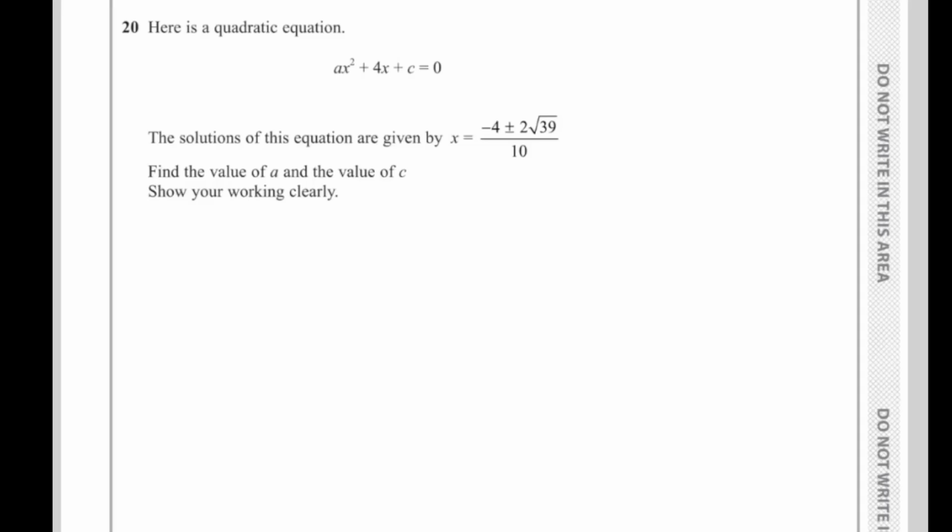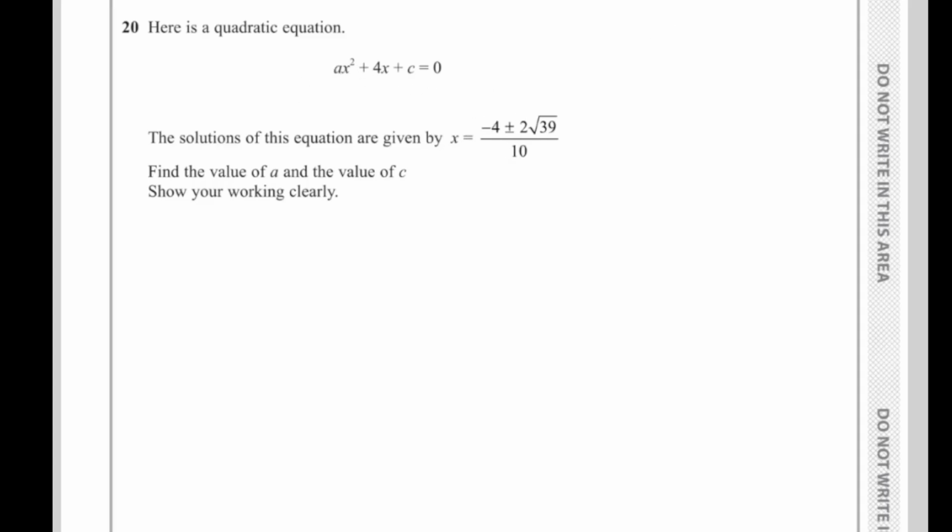Question 20. Here is a quadratic equation ax squared plus 4x plus c equals 0. The solutions of this equation are given by x equals minus 4 plus or minus 2 root 39 over 10. Find the value of a and the value of c. Show your working clearly. We need to find a and c. The solutions of these equations are given by this one. So this is the solution for this equation.